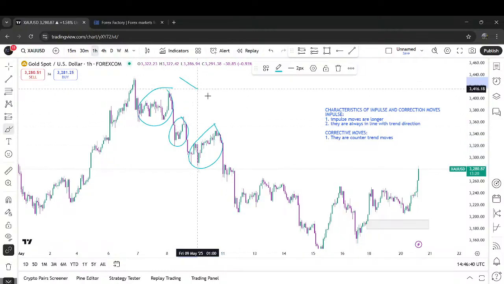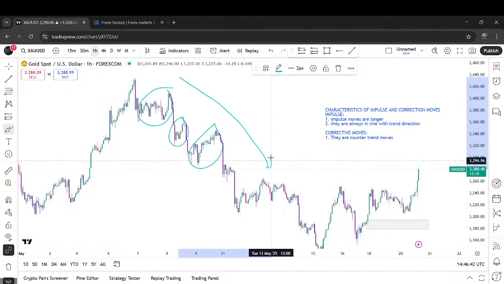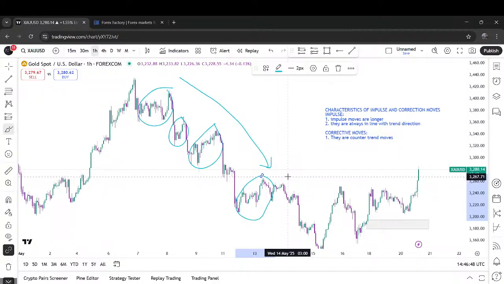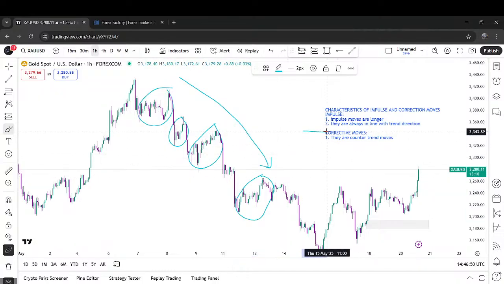Remember, our trend is what? To the downside. We see our trend going to the downside, but we see tiny counter trend moves here. Right? So these moves are called what? The corrective moves.